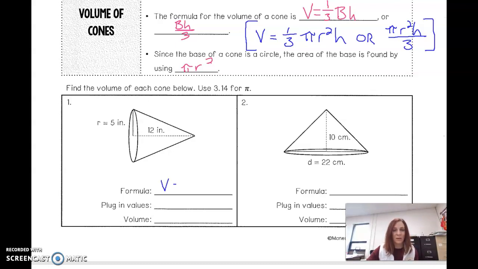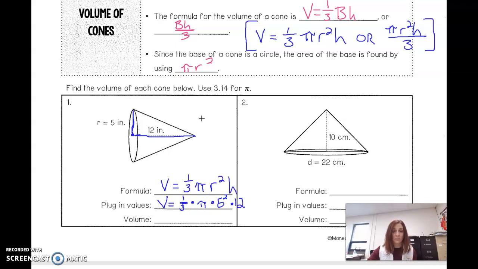Volume, because it's a cone, equals 1/3 times pi times our radius squared times the height, okay? Now, height does not have to be vertical. In this case, it's going to be the distance from our base to the vertex, the tip of the cone. So now we plug in values. Volume equals 1/3 times pi times our radius. Now remember, guys, really important, radius is the distance from the center to the outside, times 5 squared times our height. Our height is going to be this distance here, okay? Notice it's not vertical, but it's still the distance from the circle to the point, so times 12.